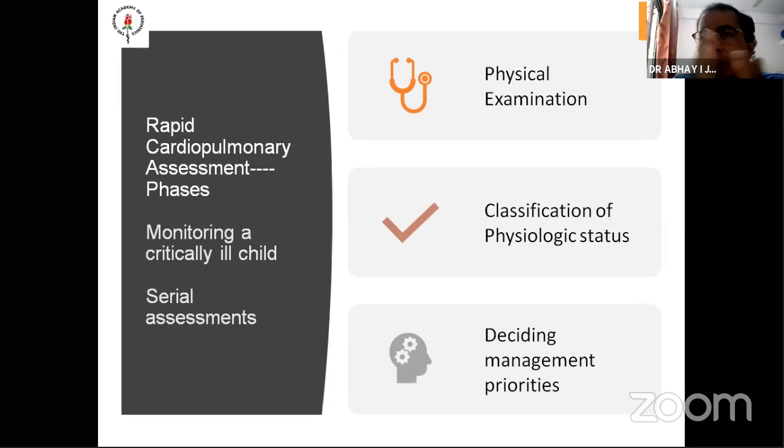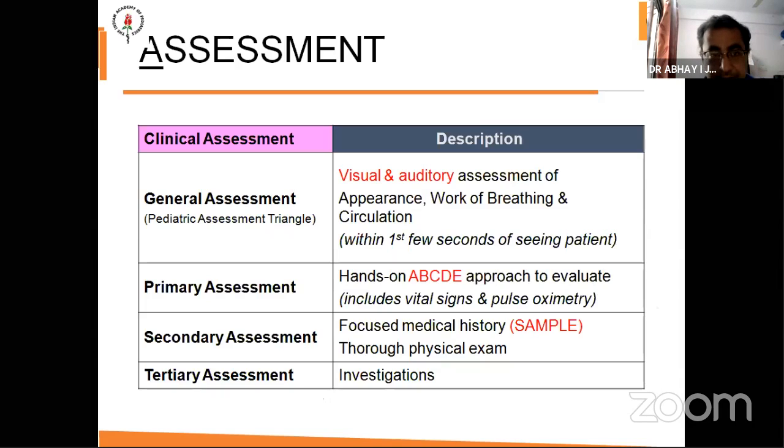it gives you, instead of going for a diagnosis, it prioritizes your actions for life-saving measures instead of going for diagnosis and treating the element. After assessment, the second part which remains is monitoring a critically ill child, and then the serial assessments which are required for that patient.